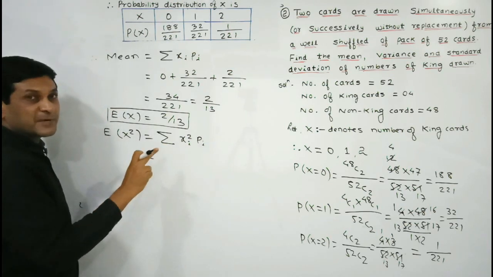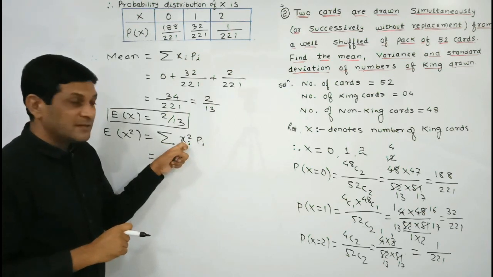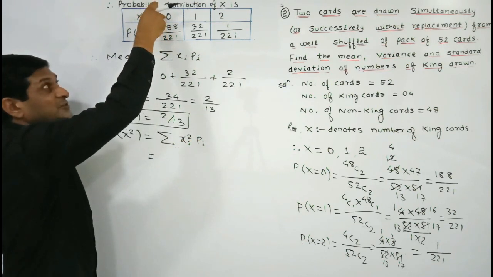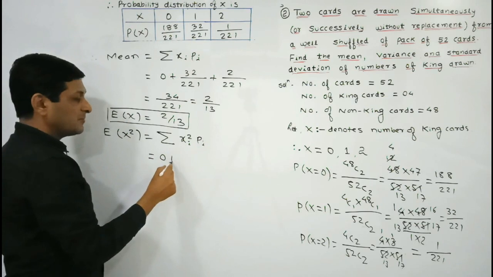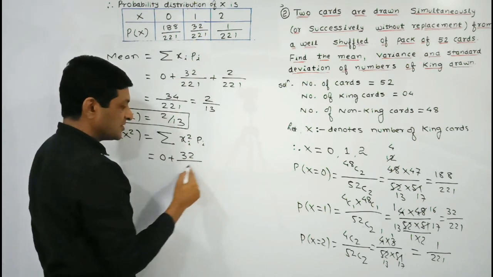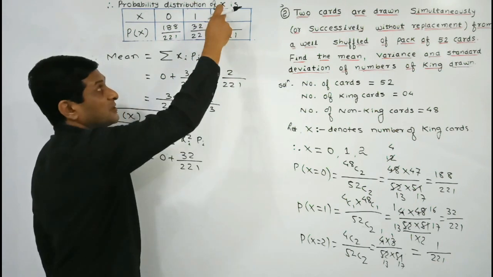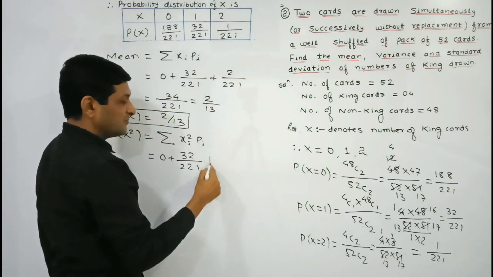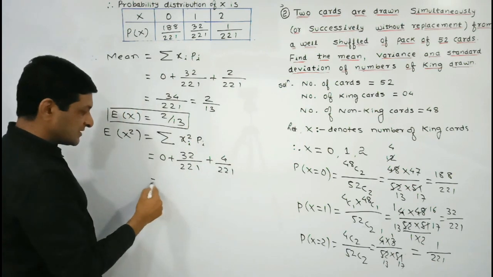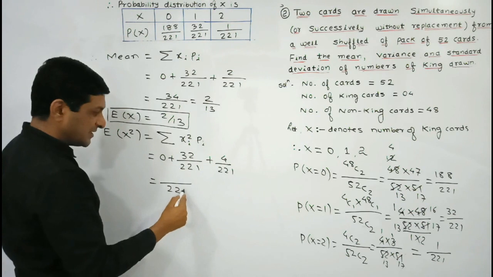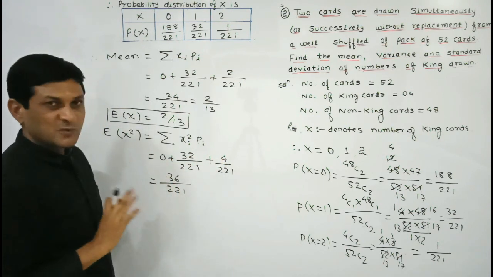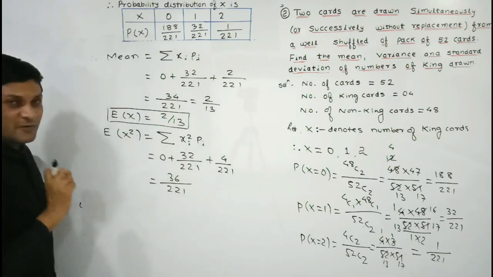Sum किसका sum? प्रोडक्ट किसका प्रोडक्ट? रैंडम वेरिएबल के स्क्वायर का और उसकी प्रोबेबिलिटी का. तो पहले 0 का स्क्वायर क्या है? 0. 0 into any number is 0. Plus square of 1 is 1. 1 into 32 upon 221 is 32 upon 221. चलो 2 का स्क्वायर 4. 4 into 1 will be equal to 4 upon 221. So again denominators are same, so take the addition of numerator. So 32 plus 4 will be equal to 36. 36 upon 221 will be the value of E of x square.